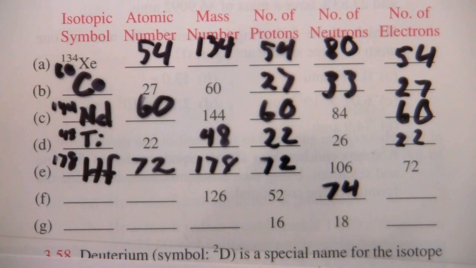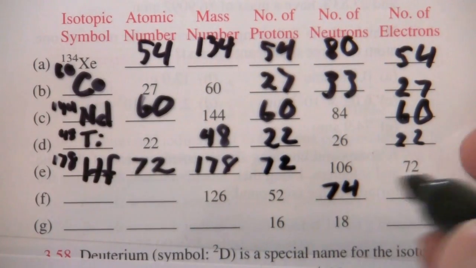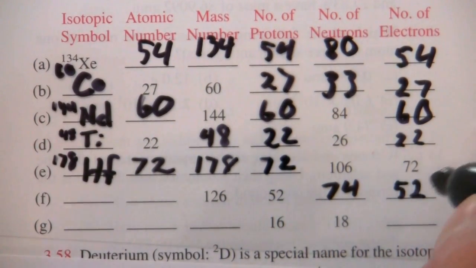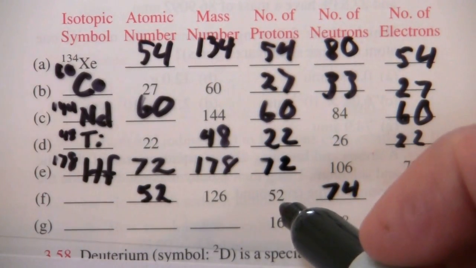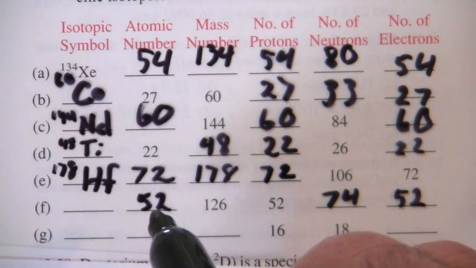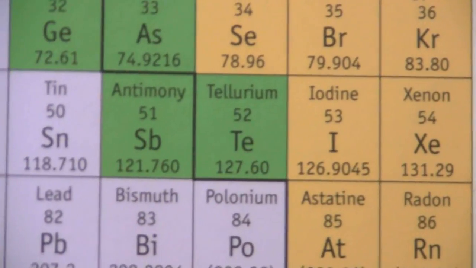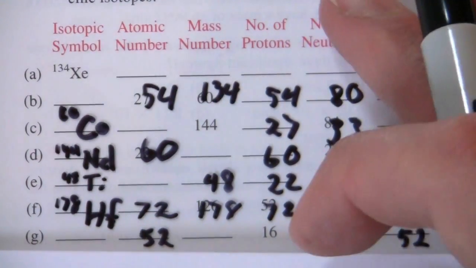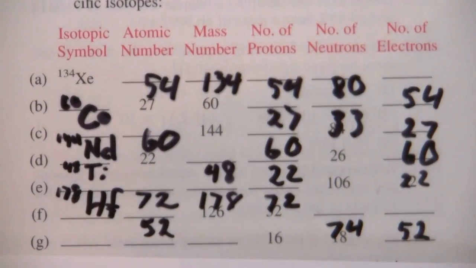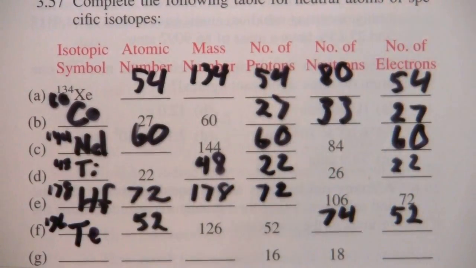So the number of protons in a neutral atom is equal to the number of electrons, and also the atomic number is equal to the number of protons. So we're looking at element 52 with a mass of 126, and that is going to be tellurium, Te. So Te 126.